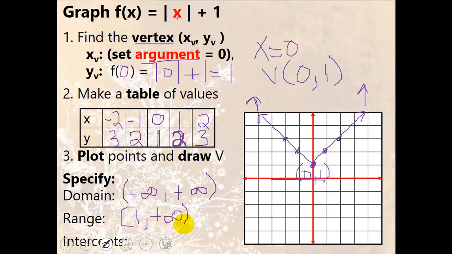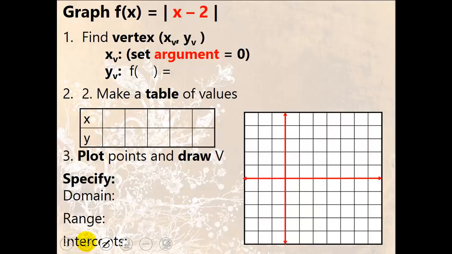Okay? Now another thing they might ask you to find are the x-intercepts and the y-intercepts. Here we have no x-intercepts. The x-intercepts do not exist, and the y-intercept is equal to 0, 1. Won't always be the vertex, but it could be.